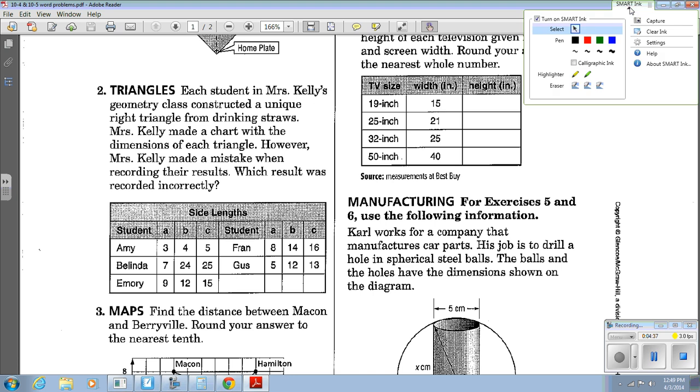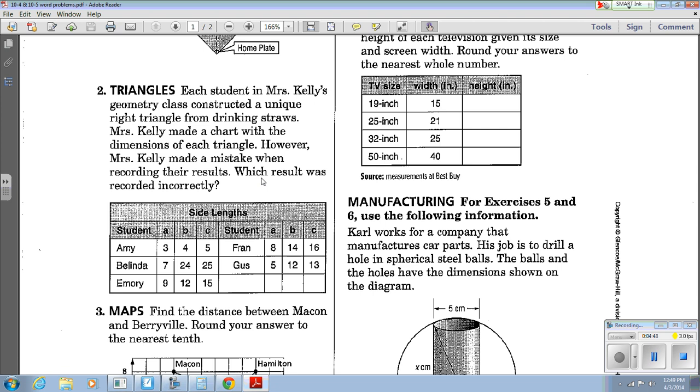Let me get a pen in here and a nice thick line. Usually, and you'll find this in test questions and here in the worksheet, it says, here's my question: which result was recorded incorrectly? So what am I supposed to figure out? Which result was recorded incorrectly?